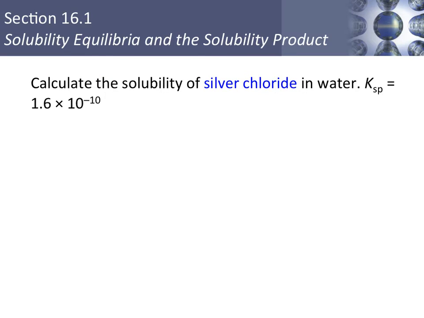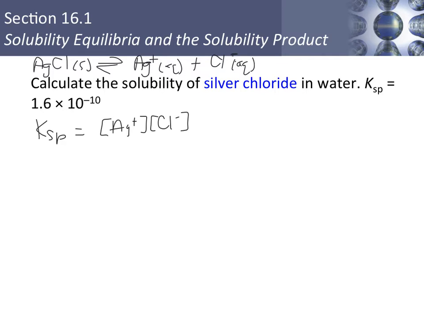Okay, so let's talk about how to actually calculate the solubilities. We're going to do silver chloride first. We get silver ions and chloride ions when silver chloride is dissolved in water. Our equilibrium expression looks like this. To find the solubility, we must find the equilibrium concentrations of the silver ion and the chloride ion. We can use the Ksp and set that equal to x times x, or x squared.